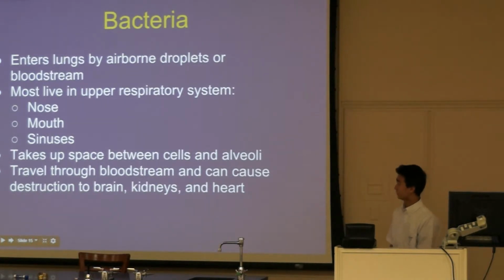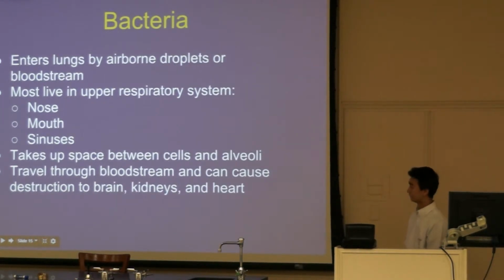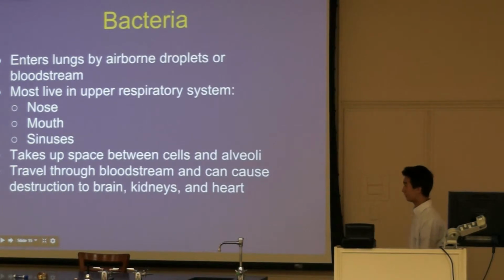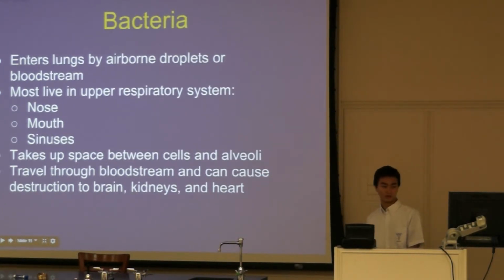Bacteria enters the lung by airborne droplets or through the bloodstream, and most bacteria live in the upper respiratory system, such as the nose, mouth, and sinuses. The bacteria take up space between the cells and the alveoli, which are the small air sacs that switch out oxygen and carbon dioxide. The bacteria travel through the bloodstream and can cause destruction to the brain, kidneys, and the heart.